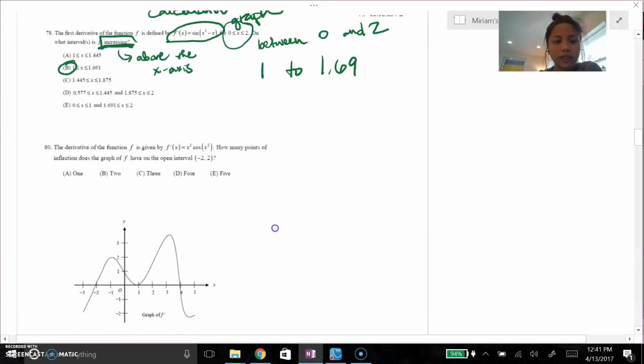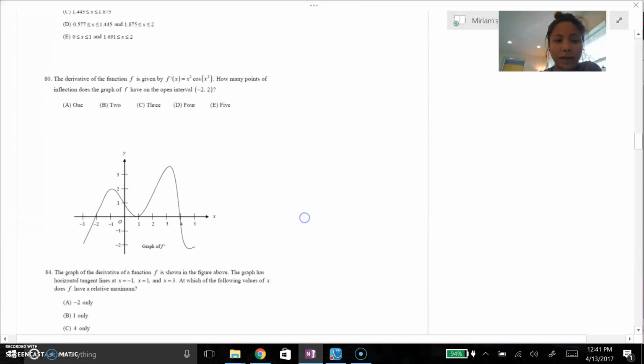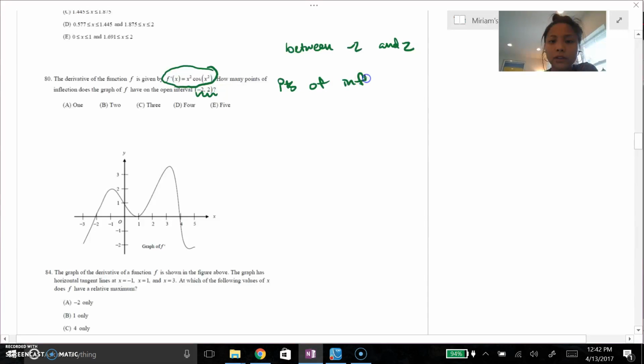The next problem says the derivative of the function is given by f prime of x equals x squared times cosine x squared. How many points of inflection does the graph of f have on the interval from -2 to 2? So I'm focusing between -2 and 2. And I need to get points of inflection. Let's recall that means where the second derivative changes from positive to negative or negative to positive.